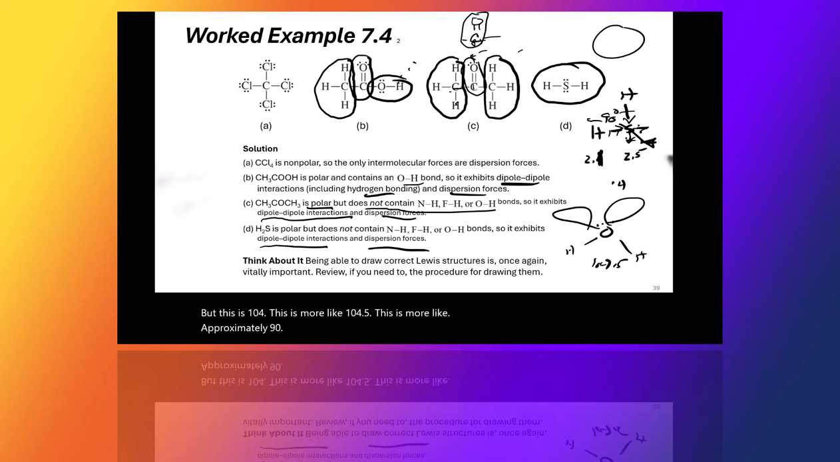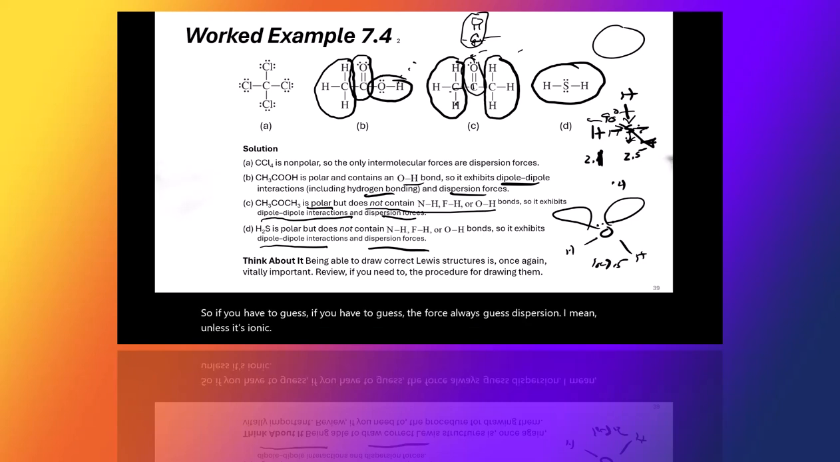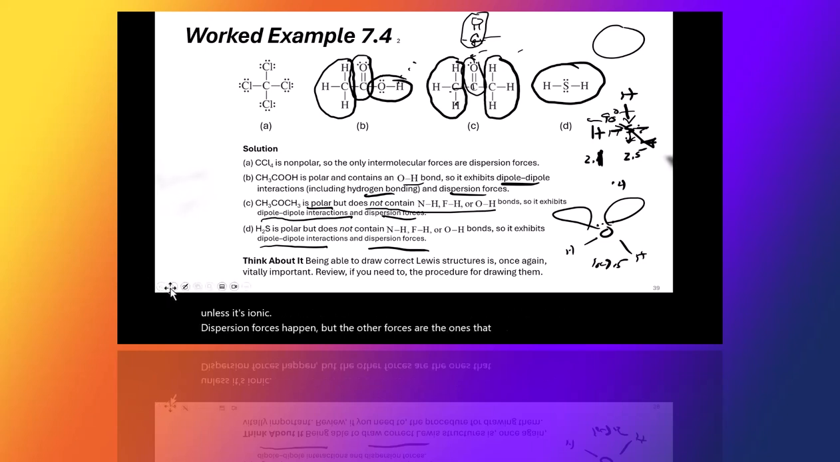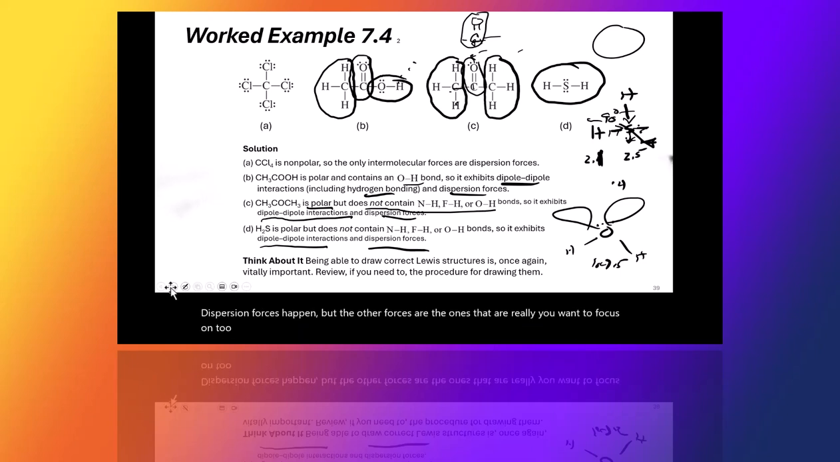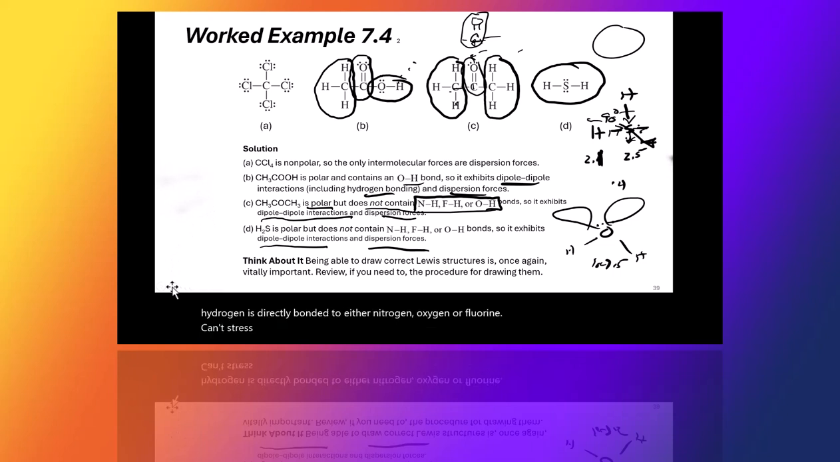So if you have to guess a force, always guess dispersion. I mean, unless it's ionic, dispersion forces happen. But the other forces are the ones that you really want to focus on too: dipole-dipole or hydrogen bonding. But hydrogen bonding can only occur when the hydrogen is directly bonded to either nitrogen, oxygen, or fluorine. Can't stress that enough.